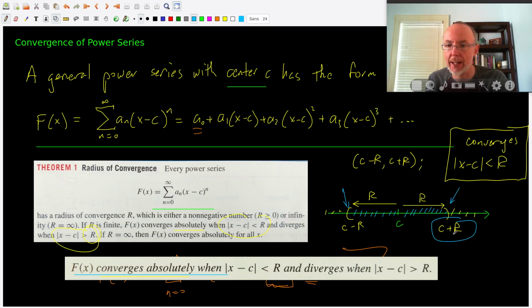And then what happens on the boundary points? What happens at exactly x equals c plus r and x equals c minus r? That's what we've got to decide in particular examples. And our examples will also tell us what r is. So we've still got a lot of pieces to put together here. So let's do some examples to see how they fit.